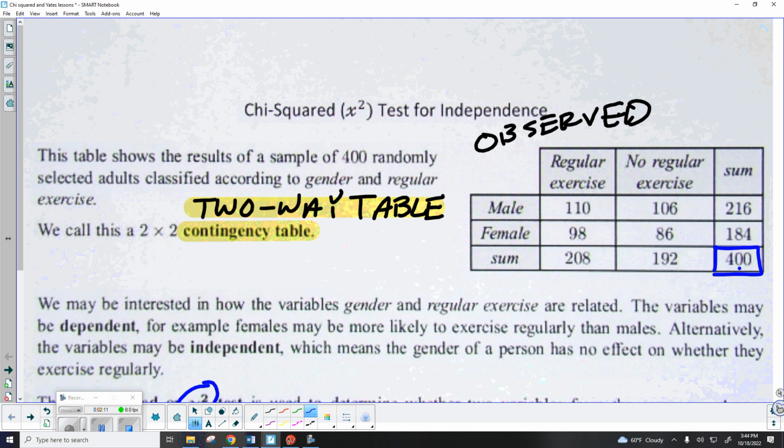So here, for example, let's say I want to know the number of males who don't exercise regularly. So what you want to do is just match up the row and column to intersect at a particular value. You'll notice that each row has a grand total. The males have a total, the females have a total, and you also have column totals. So 216 plus 184 will give me 400. 208 plus 192 should give me 400. So you're matching up on the number of items that you have here for your total sample.